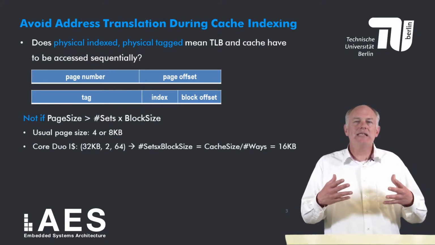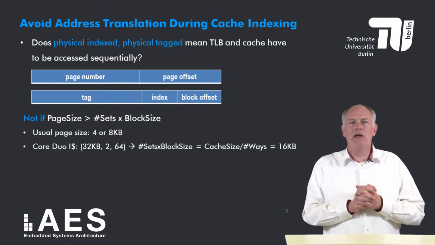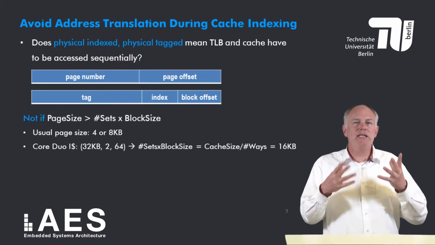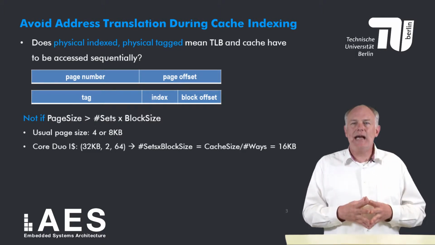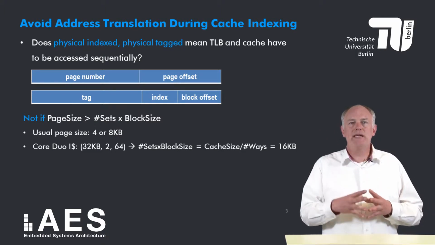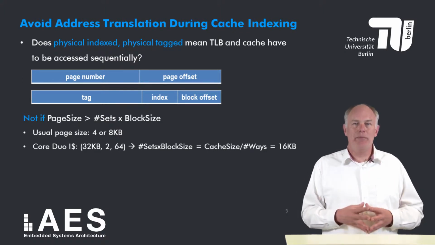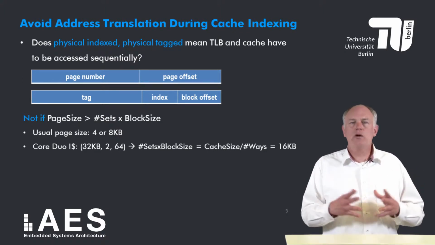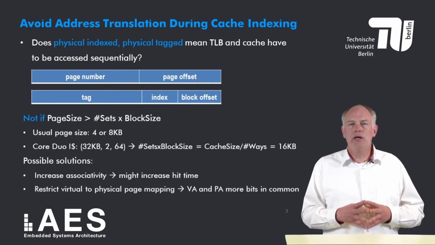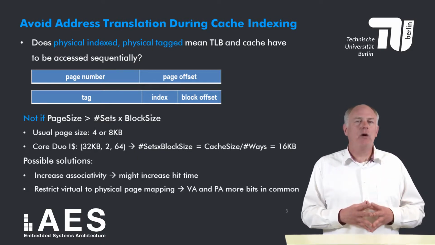So the answer is almost, but not completely. If the page size is 4 kilobyte, then the index and the page number have 2 bits in common, and when the page size is 8 kilobyte, they have 1 bit in common. What could be done about this? 2 solutions immediately come to mind.